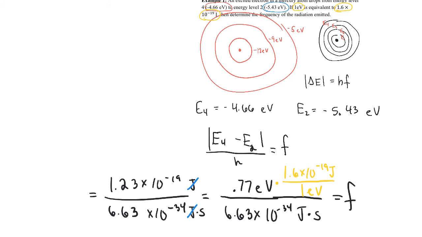Go ahead and use your calculator to do this. You will get a number that has a positive exponent because you're dividing by a number with a bigger negative exponent here. It should be on the order of 10 to the 15 or 10 to the 14 or something. Steve, what do you got? 1.85 times 10 to the 14. 1.86 if you round it properly. 1.86 times 10 to the 14 hertz.